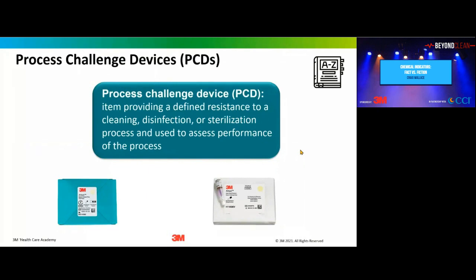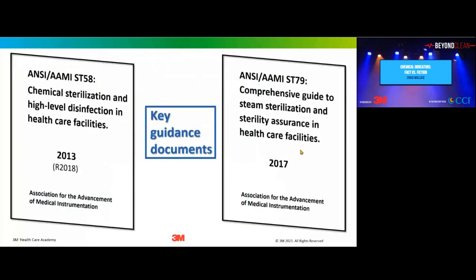Okay, so we've learned a bit about how they're specified and their designs and such. So how do you use them? So in the U.S., we'll go back again to AAMI documents, and I've selected two here. So AAMI ST58 is for chemical sterilization and high-level disinfection, and information regarding how to monitor vaporized hydrogen peroxide sterilization processes is contained in that standard. And then, of course, there's AAMI ST79, which gives information on steam processes. So these are, as they say, comprehensive guides. So they cover the processes front to back, every aspect of them. But they both contain valuable information on how to do quality control testing of these various processes.